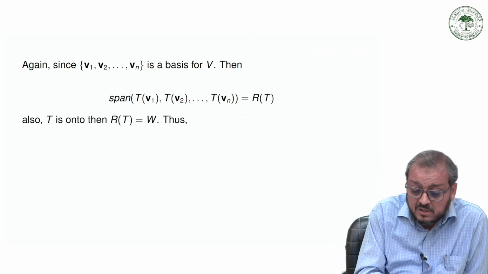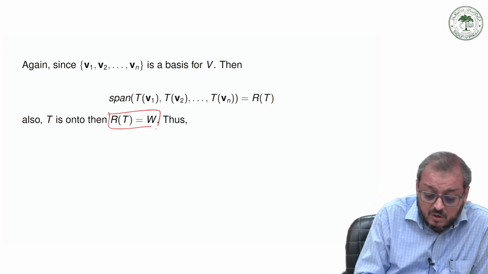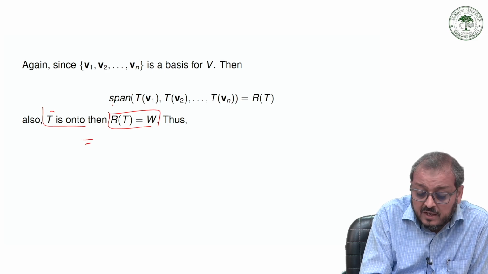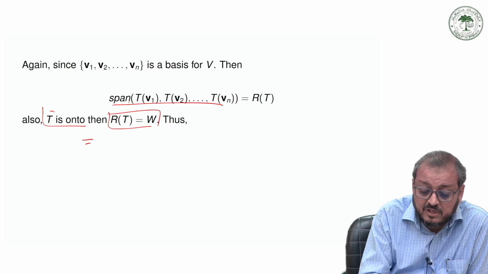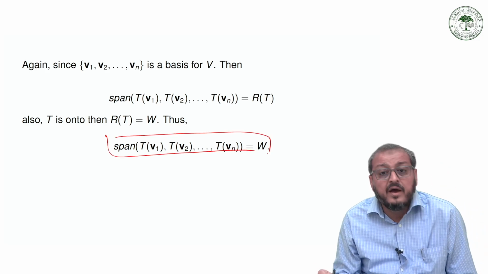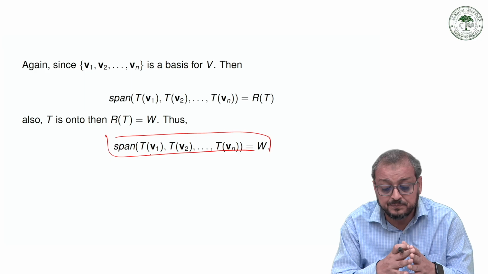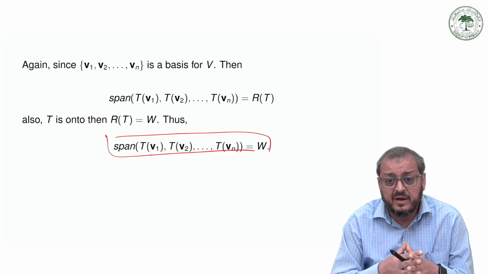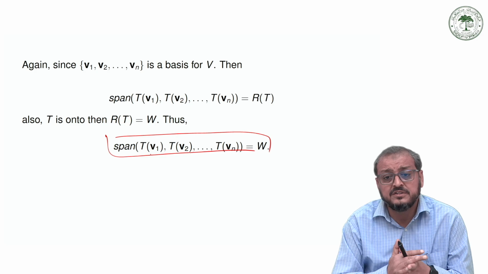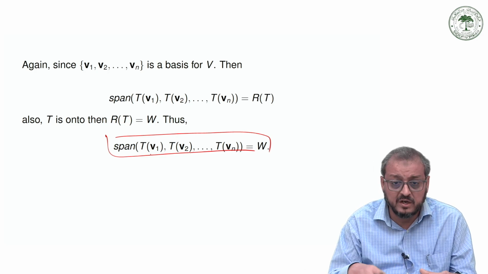Okay, but what is the range of T? The range of T is equal to W. Why? Because T is onto. So by this result, the span is equal to W. So what we showed is that T of V1, V2, up to Vn is linearly independent, and the span of T of V1, T of V2 up to T of Vn is equal to W.